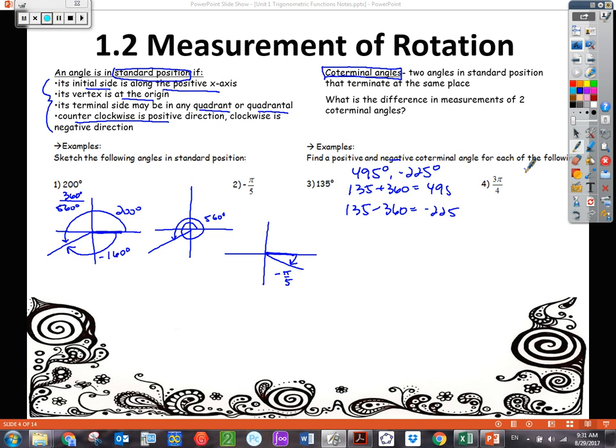We're adding and subtracting fractions. So I'm going to add, so I have 3 pi over 4. I'm going to add 8 pi over 4. That's going to give me my positive coterminal angle, which is 11 pi over 4.